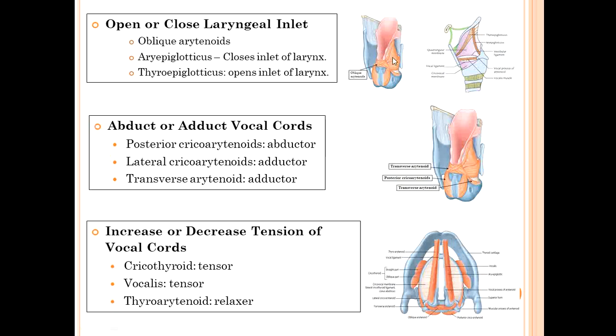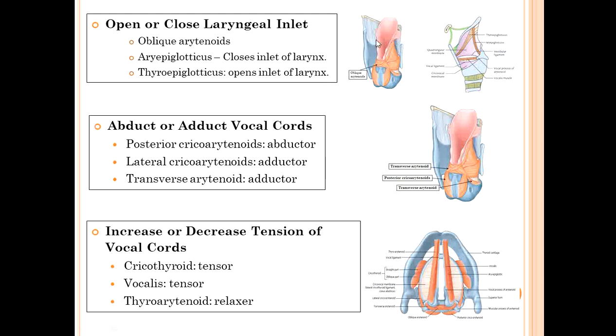Here is the muscle known as oblique arytenoid, and that continues as epiglotticus. That means from the arytenoid cartilage to the epiglottis. So that is known as epiglotticus, and it will close the inlet of the larynx. Another muscle here, which attaches the epiglottis to the thyroid cartilage, is known as thyroepiglotticus, and it will open the inlet of the larynx.